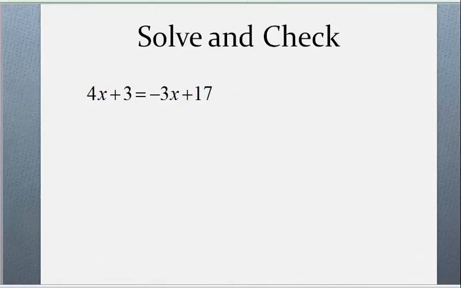All right, 4x plus 3 equals -3x plus 17. First thing I need to do is figure out which side I want my variables on and which side I want my numbers or constant terms on. So I'm just going to do the same thing I did in the last problem. I want my variables on the left and my constant terms on the right. So I'm going to look for where my variables are and move those.